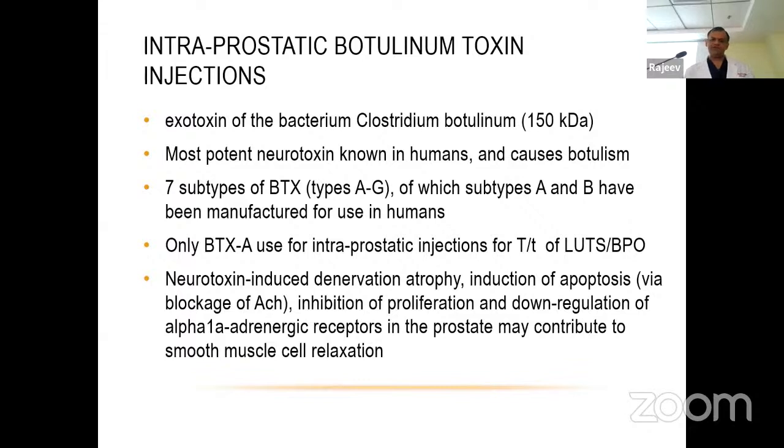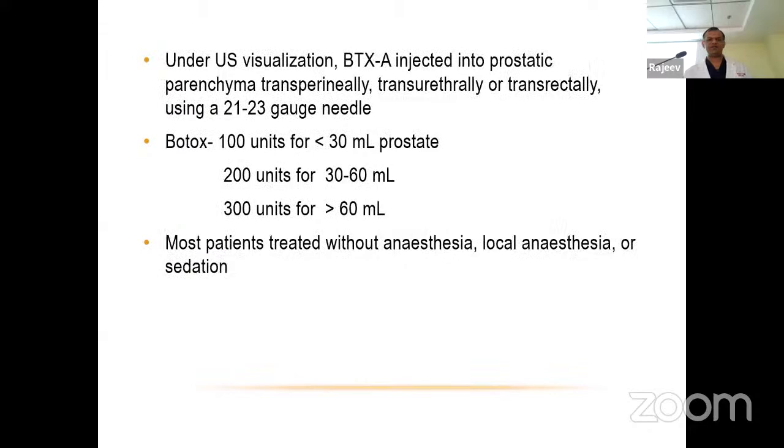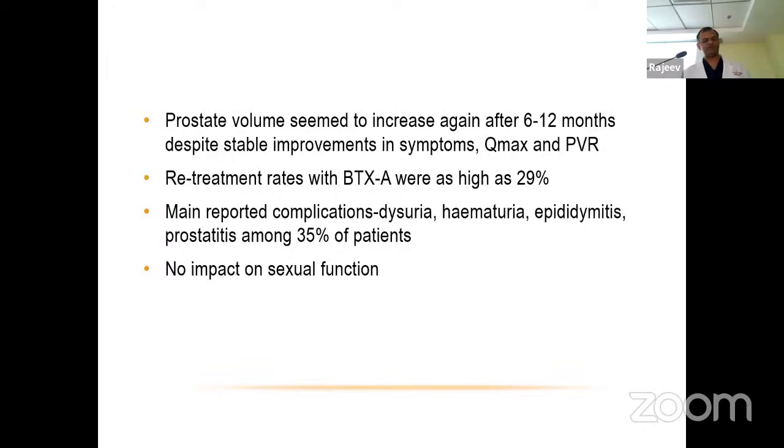As a neurotoxin, it causes neurotoxin-induced denervation atrophy, induction of apoptosis, inhibition of proliferation, and downregulation of alpha-1 adrenergic receptors in the prostate that may contribute to smooth muscle cell relaxation. Under ultrasound guidance, Botox is injected into the prostatic parenchyma transperineally, transurethrally, or transrectally, and different units of botulinum toxin are used according to the size of the prostate volume. Most patients are treated without anesthesia, or with local anesthesia or short sedation.